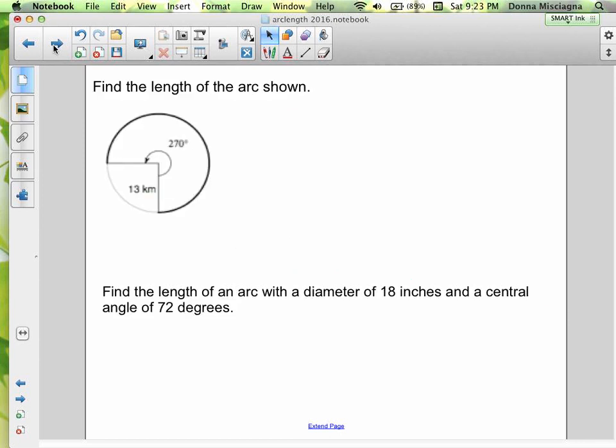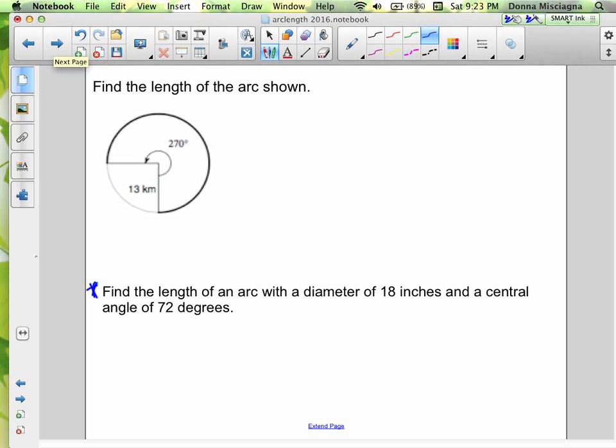Find the length of the arc shown. So notice that the arc is like a piece missing of the circle, right? So the arc is the rest of the circle. And I don't know if this one might be in your notes. I'm positive this one is at the bottom.